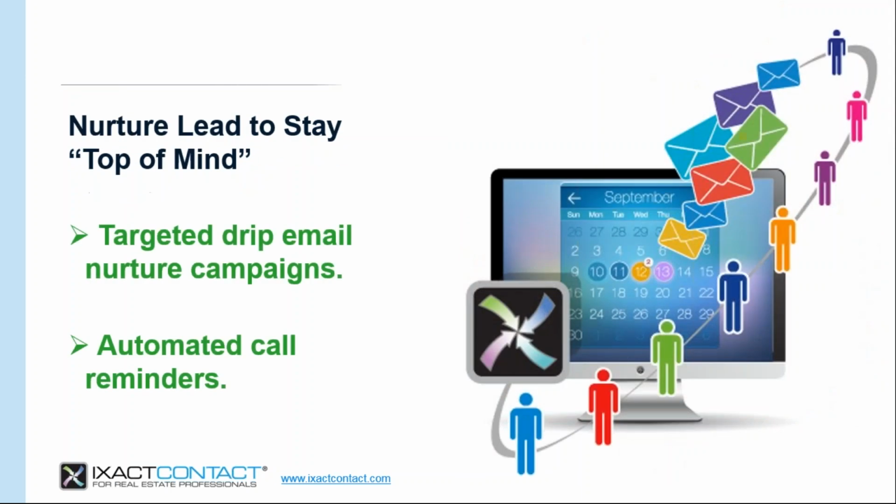You're the one that's top of mind. So what are some things that you can do to make sure that 3 months, 6 months, 12 months, 18 months down the line, they think of you and not somebody else? One great way is to take advantage of targeted drip email nurture campaigns.